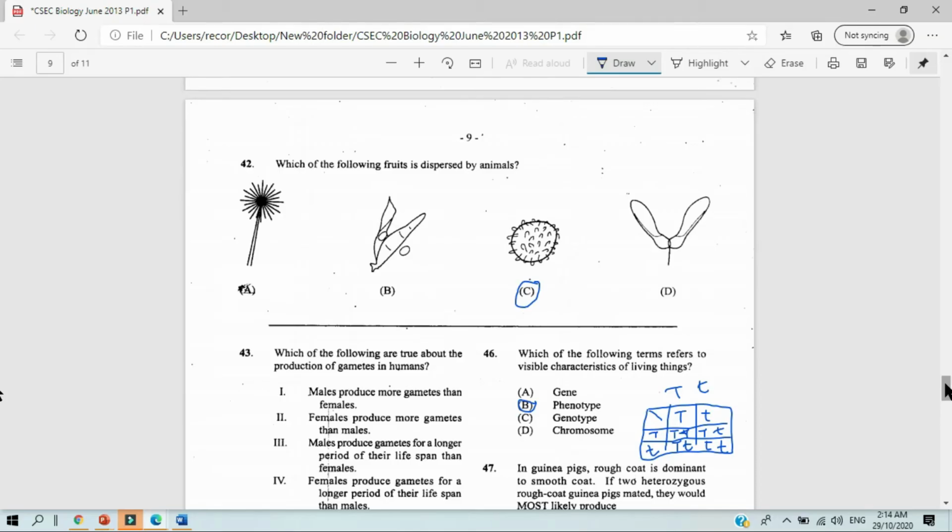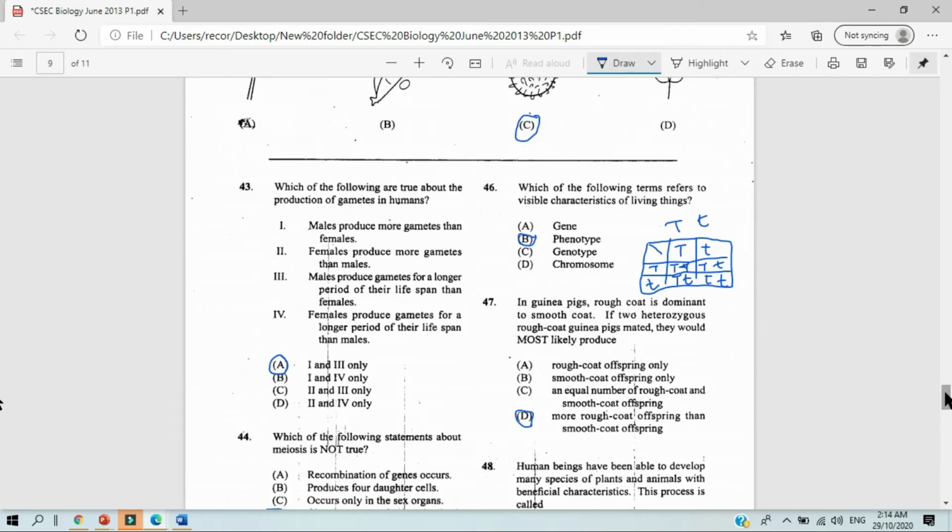Alright, so we move on down now to 47. 47 says a guinea pig rough coat is dominant to smooth coat. If two heterozygous rough coat guinea pigs mated, they would most likely produce. Alright, good. So here we cross heterozygous and heterozygous, and I just use T to represent. So I said big T, little t, big T, little t, and I did the cross here. So here you can see what the results are.